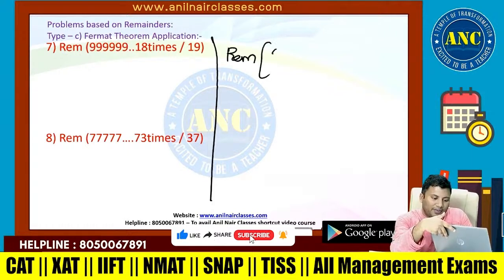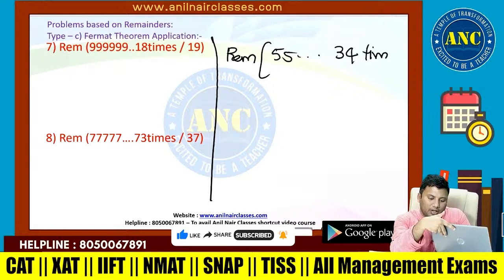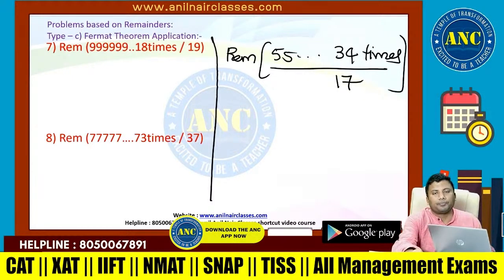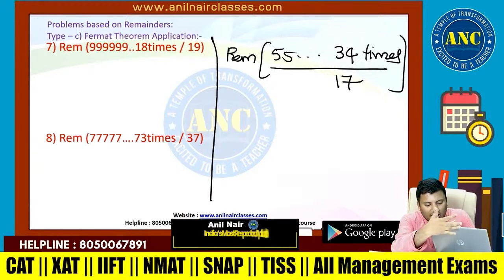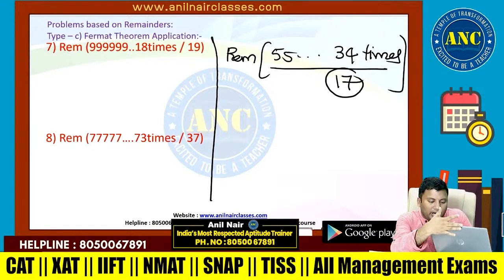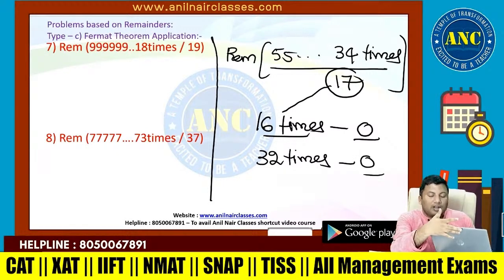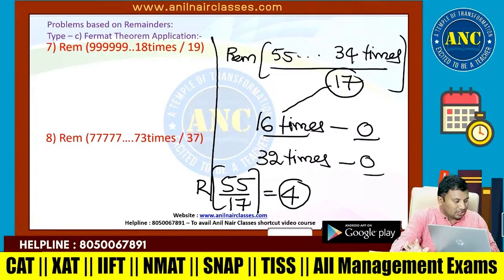Remainder of 5, 5, 5, 5, 5 written 34 times divided by 17. This is 17, so numerator should be 17 minus 1, 16 times. 16 times it is 0. Any multiple of 16, 32 times, it is 0. 34 times, 32 times it is out. Remainder is 55. I hope the concept is clear.